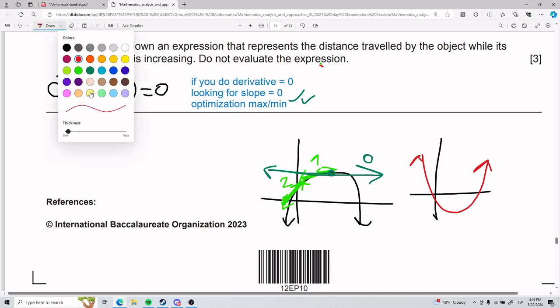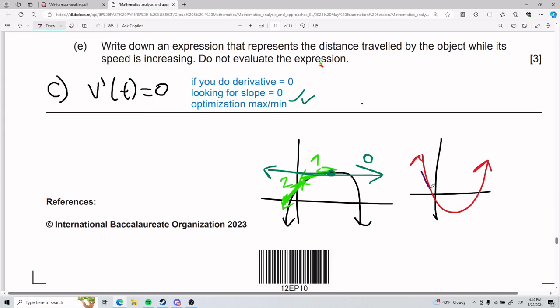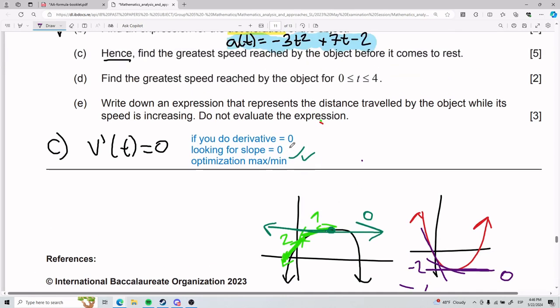So for a minimum, it's the same idea. This slope here is, I don't know, -2. Then this one is -1. And this last one is a slope of 0. And so wherever you have a slope of 0, you're finding the max or min.